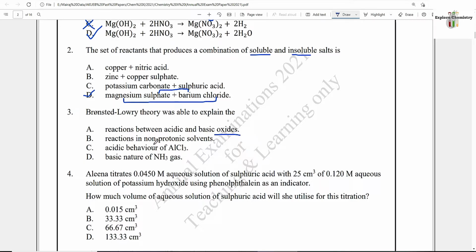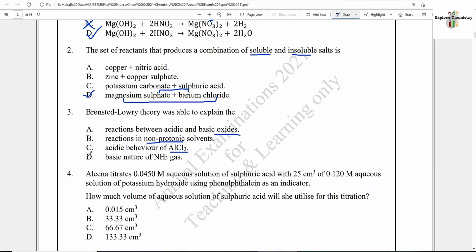Option B, reaction in non-protonic solvent. In a non-protonic solvent there is no proton or hydrogen ion present. So again Bronsted-Lowry theory is unable, because it will explain only in the presence of proton. C, acidic behavior of AlCl3. AlCl3 is a Lewis acid which behaves as an acid by accepting a lone pair but not by donating a proton. It does not have a proton, it will not donate protons, so according to the Bronsted-Lowry concept it is not an acid.